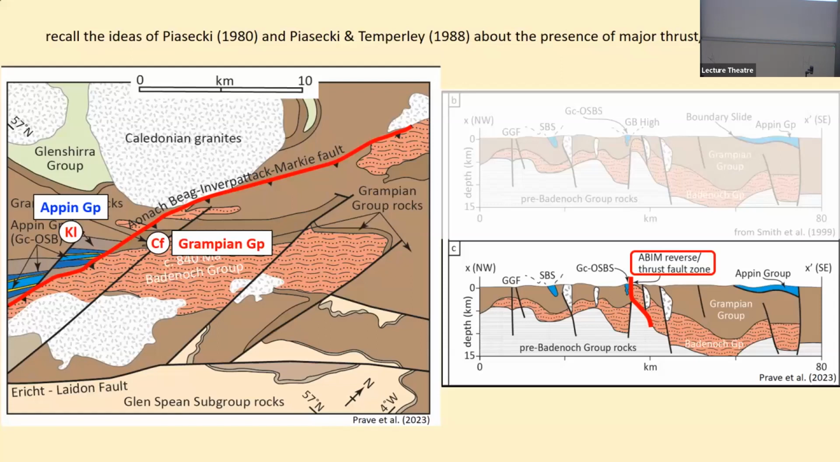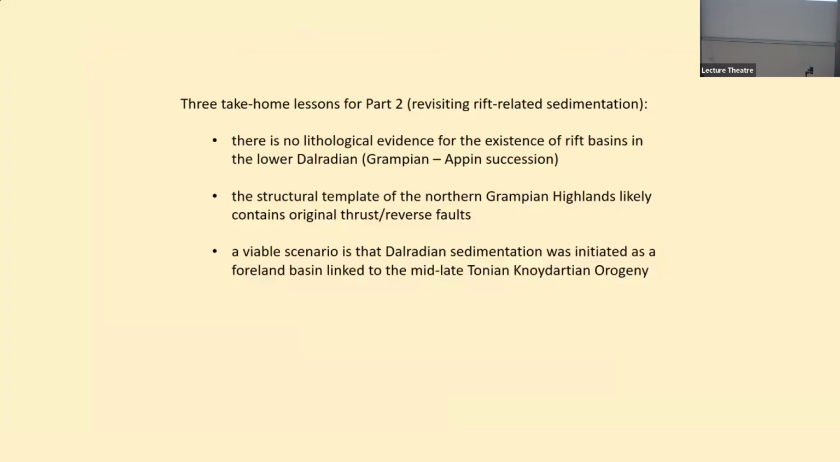So what I would suggest the take-home lesson would be is there's no lithological evidence for the existence of rift basins. The structural template of the Northern Highlands likely had some reverse faults, and a viable scenario is that Dalradian sedimentation was initiated as a foreland basin. It fits with what is known with the North Atlantic tectonic framework that's been established over the last 20 years.